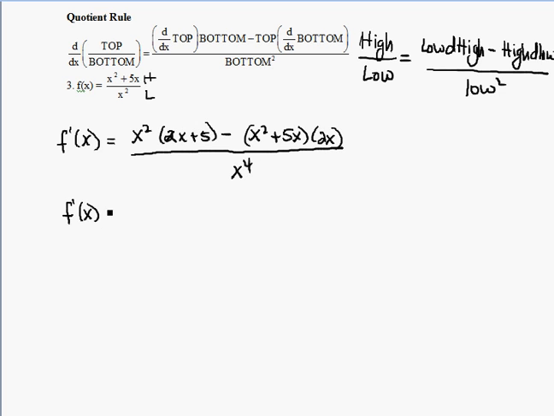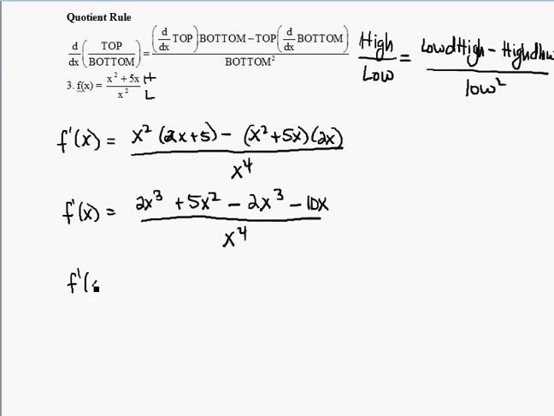So you get f prime of x is equal to, and distribute these pieces here. So I get 2x cubed plus 5x squared minus 2x cubed minus 10x all over x to the fourth. So I get f prime of x, collecting like terms, those two terms cancel, so I'm left with negative 5x squared minus 10x all over x to the fourth. And that's a good answer.